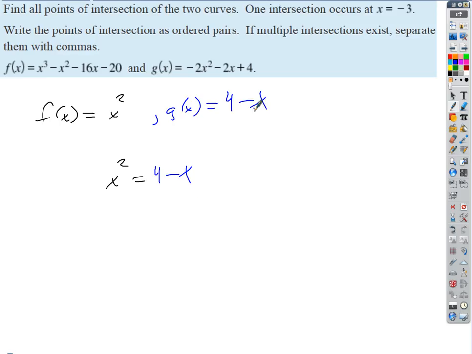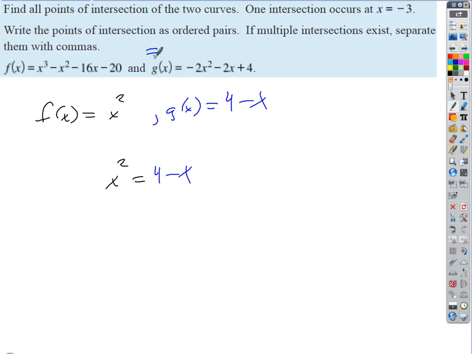So what about a problem like this then? It's a little harder. I've got a cubic polynomial and a quadratic. So setting those equal to each other and solving would be a little bit harder this time, wouldn't it? If I set these equal to each other, so x cubed minus x squared minus 16x minus 20 equals negative 2x squared minus 2x plus 4, I could make one equation out of that in standard form. How?